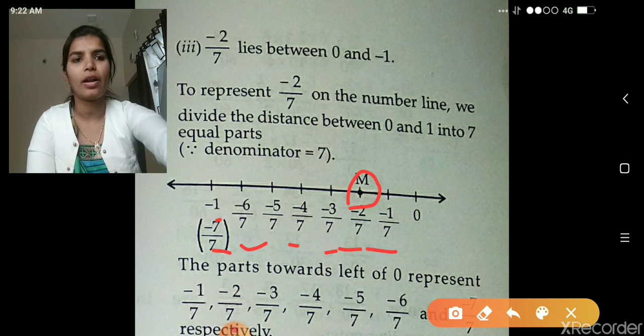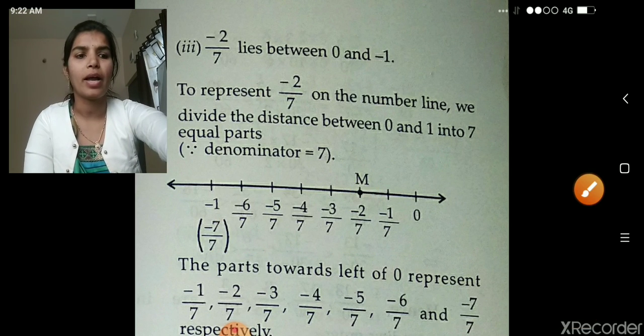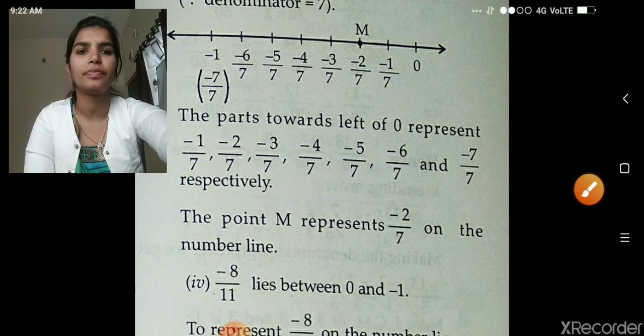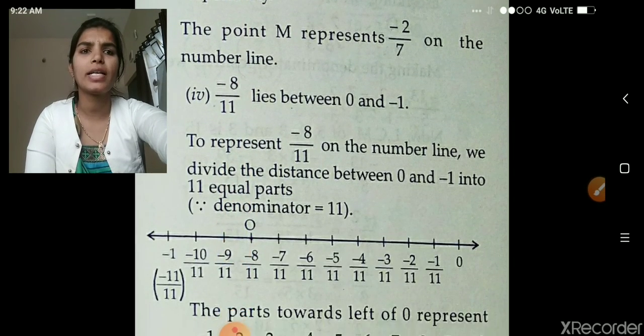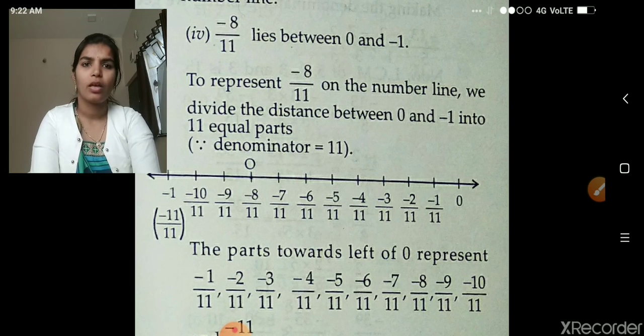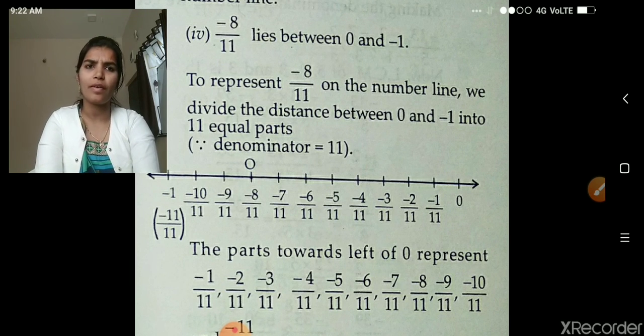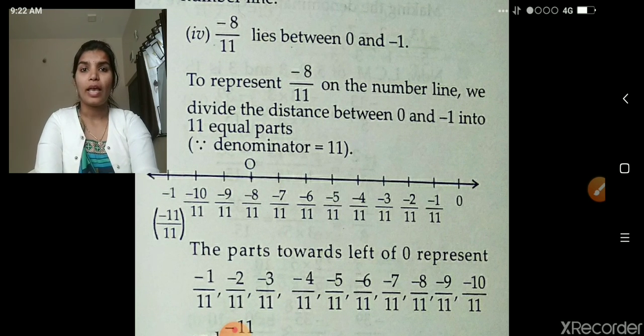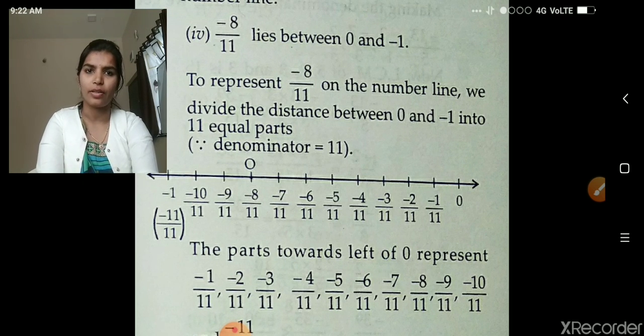Okay, and our last example is minus 8 upon 11. So minus 8 upon 11 lies between 0 and minus 1 because minus 8 upon 11 is a negative rational number. To represent the minus 8 upon 11 on the number line, we divide the distance between 0 and minus 1 into 11 equal parts because the denominator of our given rational number is 11.